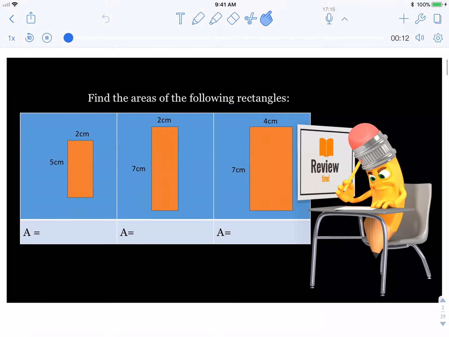Okay, find the areas of the following rectangles. This is a review, so you shouldn't need any help. Go ahead and pause and find the areas. Don't forget to label when you're done.